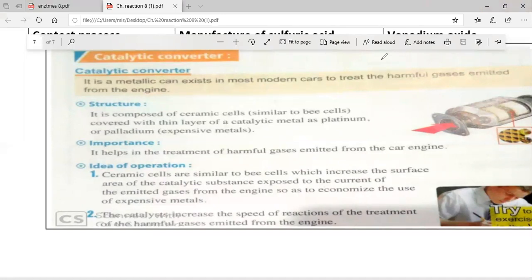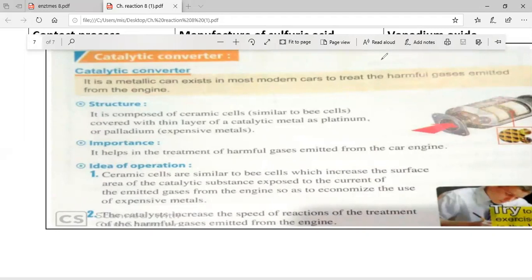Mister, if there is a catalytic converter which prevents the harmful gases, why is there still global warming? Okay, is that related to catalysts? If the catalytic converter already prevents the harmful gases, then why is there still global warming?